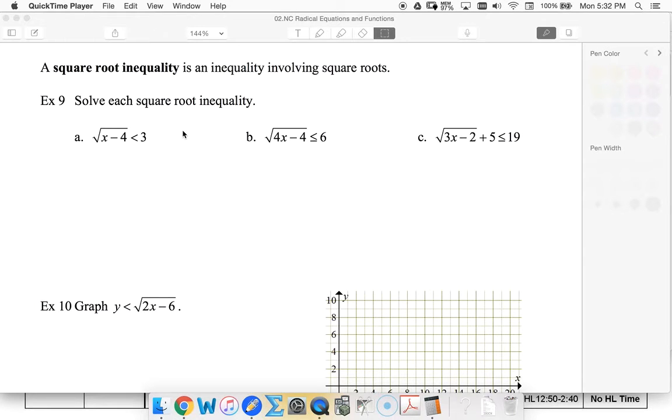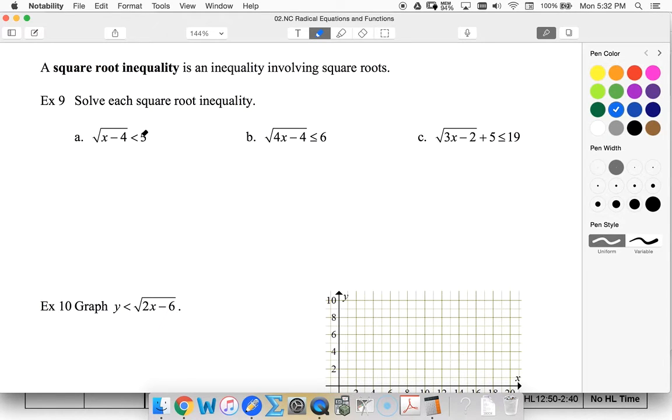Okay, so now we're going to look at solving inequality equations. Sorry, not inequality equations, square root inequalities. So when I'm looking at it, I have two things to remember. One, that I'm solving this, but also I have to remember that x minus 4 has to be greater than or equal to 0. This implies that x has to be greater than or equal to 4. This has to be part of my final solution.